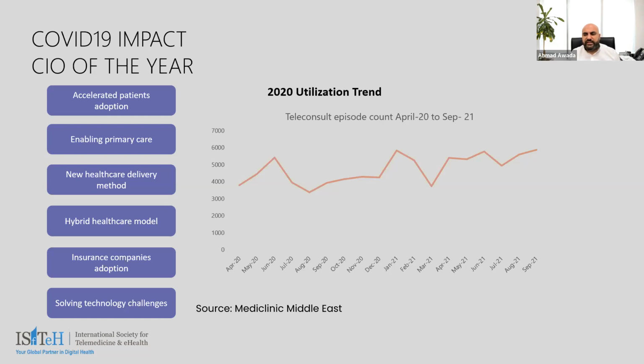So the COVID-19 impact, I would say that it accelerated the patient's adoption. It enabled primary care. Lots of consultations were happening with the primary care doctors in our facilities. And this is something that I will explain why it's very important in chronic disease management in the next slides. And the patients took that as a new healthcare delivery method, a new model that they were not used to. Then it created the hybrid healthcare model, which is the mix of the virtual and the physical services.